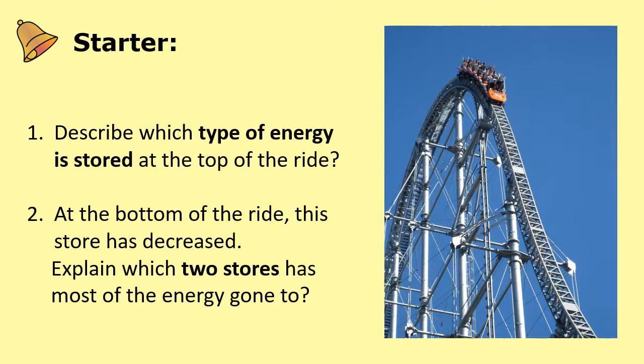I'd like you to look at this picture of the roller coaster, and for your first question, describe which type of energy is stored in the car at the top of the ride. And question number 2, at the bottom of the ride, this store has decreased. Can you explain which two stores most of the energy has gone to? So you need to think back to what you learned about energy stores and energy transfers in the last lesson. I'm going to give you 1 minute to do the starter. Off you go.